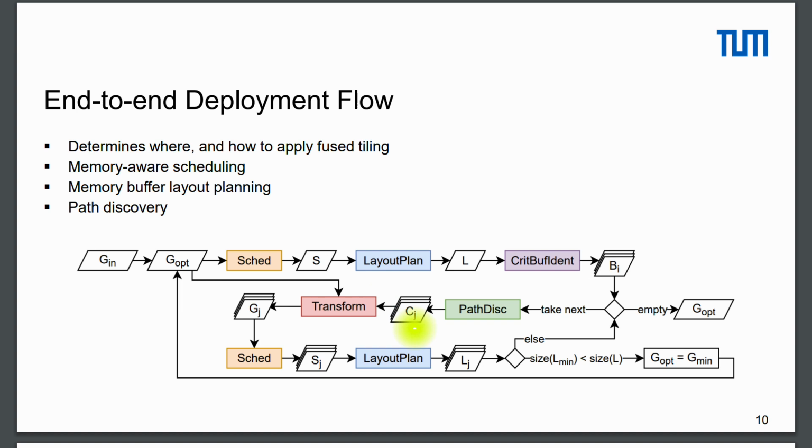Then we have some tiling configurations, which we then use to transform the input graph into different variants that the path discovery has found. And then again, do the scheduling and layout planning to get actual layouts, which determine the size. And this size can then be used to check if we actually improved our memory usage, and then this can run iteratively to optimize further.